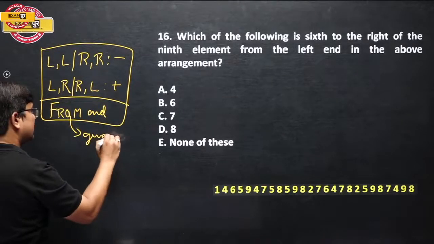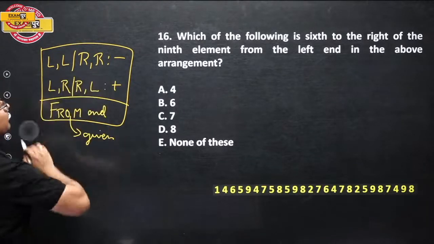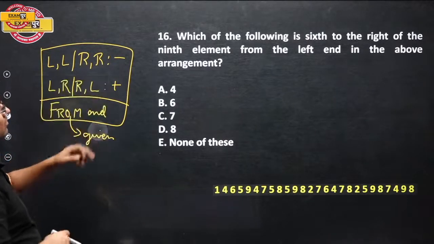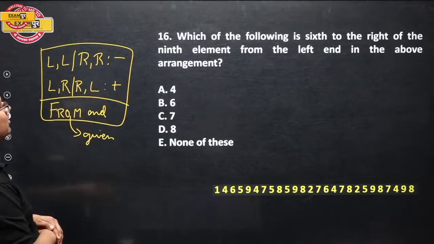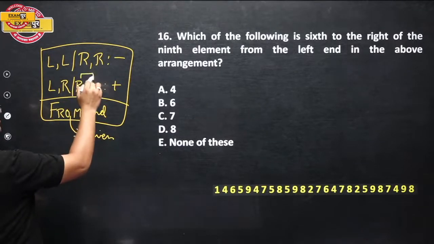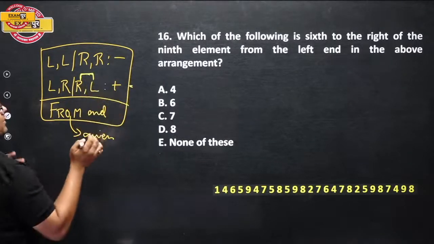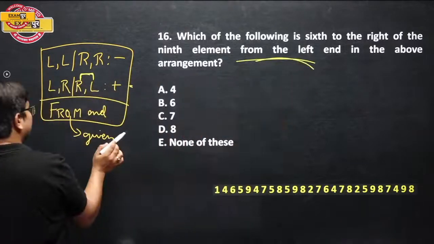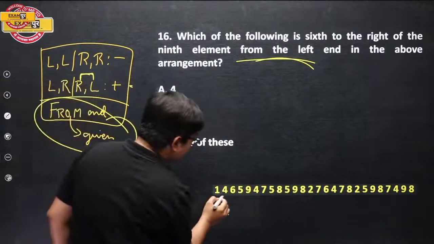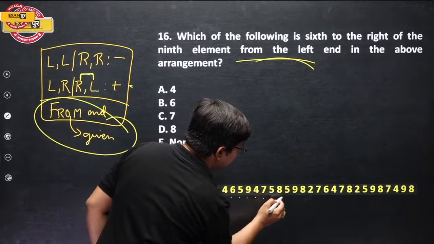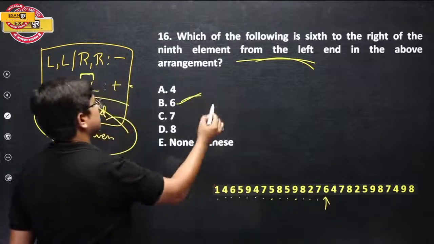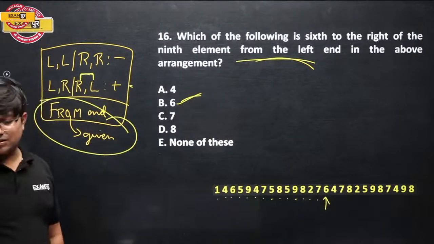The from end is also given in the question, always. Now, which of the following is 6 to the right of 9th from the left? You will add them, you will get 15. And it is 15 from the left. So counting is done from the from end. 15 from the left: 1, 2, 3, 4, 5, 6, 7, 8, 9, 10, 11, 12, 13, 14 and 15. So the answer is option B, that is 6.